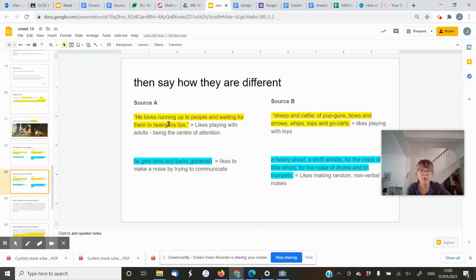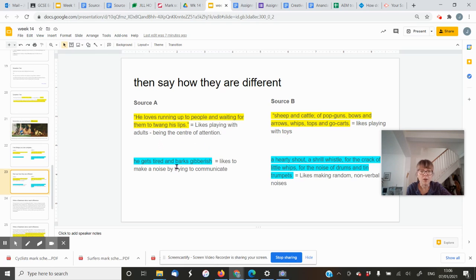So he likes running up to people. So he likes playing with adults. He's being the centre of attention. You can imagine him running around this living room, running up to the adults and playing with them. Whereas in source B, listing all of those toys, it sounds like he likes playing with toys. Maybe he likes playing on his own, which is something that used to happen in the 19th century.